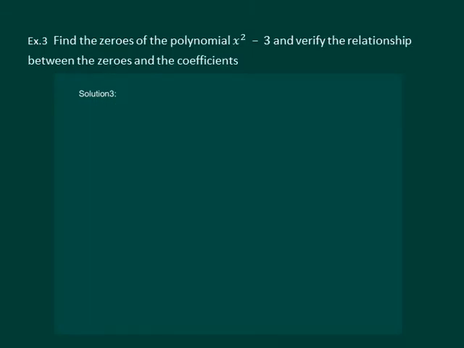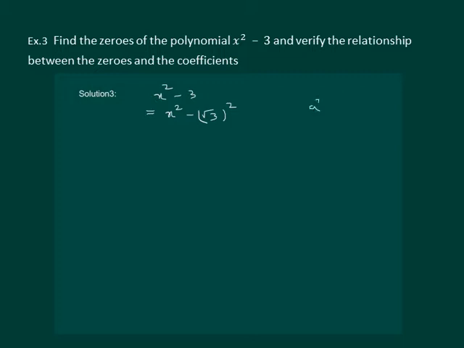Let us read the question. Find the zeros of the polynomial x square minus 3 and verify the relationship between the zeros and the coefficients. So let us start by finding the zeros of the polynomial x square minus 3. For that, we first factorize this. X square minus 3 can be written as x square minus root 3 whole square.